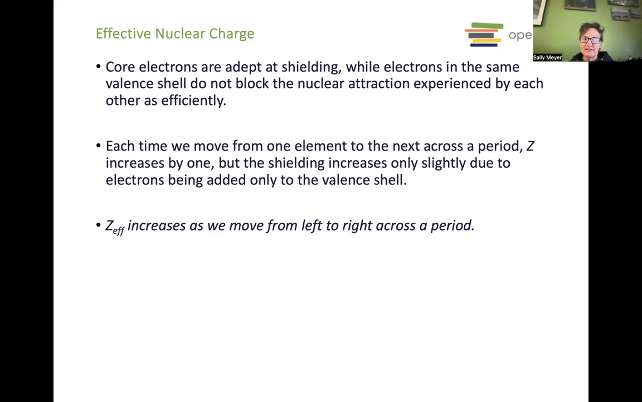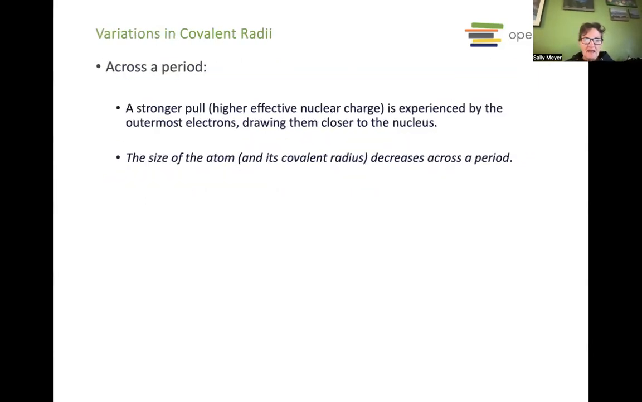And so Z effective increases as we move from left to right across the period. And so with the stronger pull, higher effective nuclear charge is experienced by the outer electrons and it draws them closer to the nucleus. Therefore, the size of the atom and its covalent radius decreases from left to right.